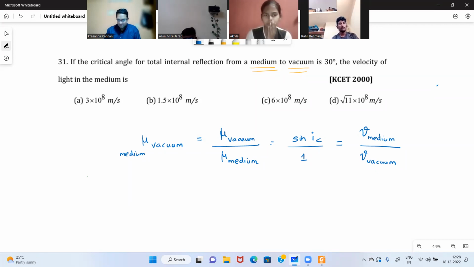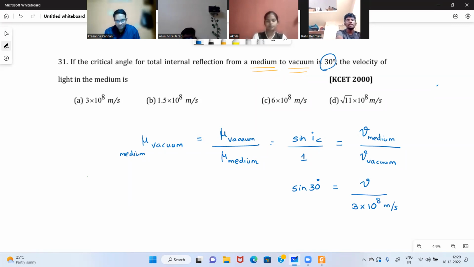Now, what is the angle of incidence? Critical angle. What is the critical angle? 30 degrees. So sin 30 is equal to velocity of light in the medium, I'll keep it as v, divided by the velocity of light in vacuum. What is the velocity of light in vacuum? 3 into 10 to the power 8. Vacuum or even air is 3 into 10 to the power 8.